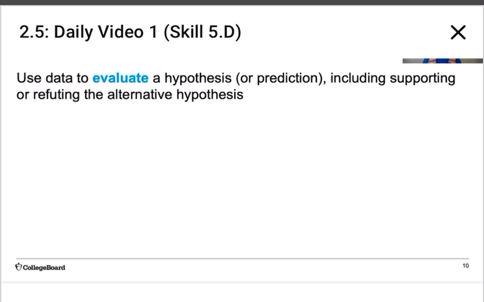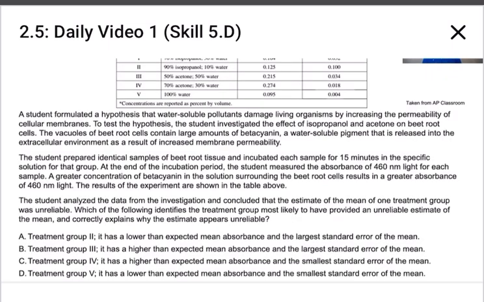So let's practice what we learned today. Today's skill focus is on statistical test and data analysis. Use data to evaluate a hypothesis or prediction, including supporting or refuting the alternative hypothesis. So let's begin. What I would like you to do is pause your video, analyze the table, and read your question. Once you feel comfortable, select your answer and then push play again.